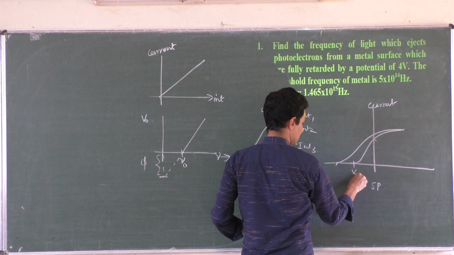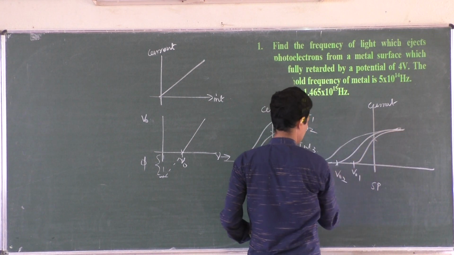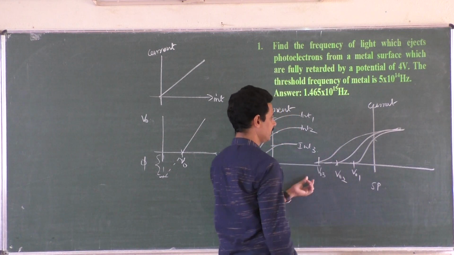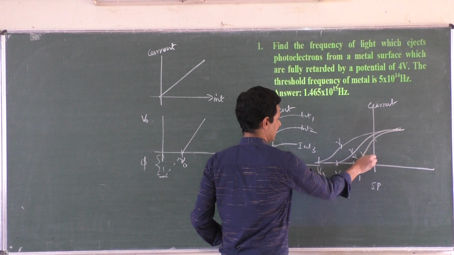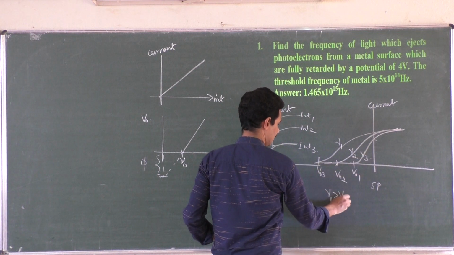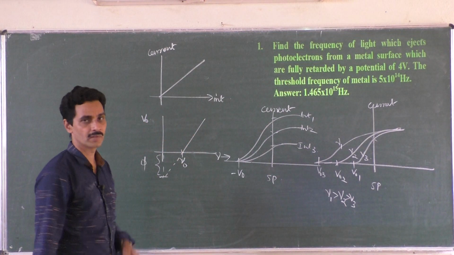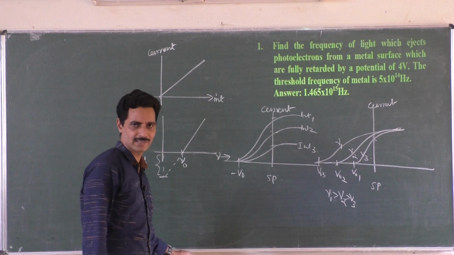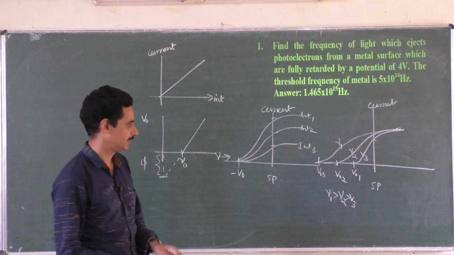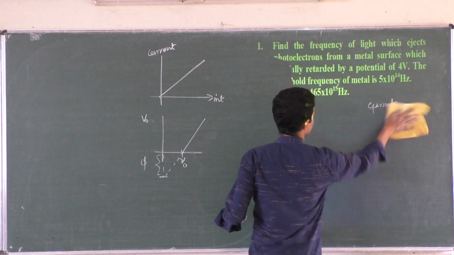This is stopping potential 1, stopping potential 2, and stopping potential 3. More stopping potential means this is for more frequency, less frequency, nu 1 should be greater than nu 2, which should be greater than nu 3. All these graphs are very important. Try to understand them. If you still have doubts, please write and ask me. That is a very important part, right? Now we will go to the problems.